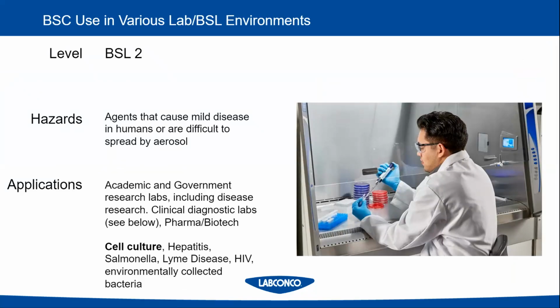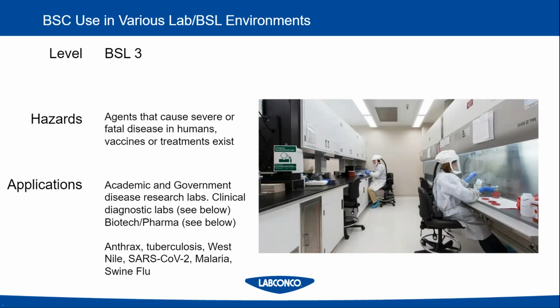BSL2 labs, most commonly cell culture, but also working with diseases like hepatitis, salmonella, Lyme disease, HIV. Even though HIV is a very serious disease, because it cannot be spread by aerosol, it's classified as risk group 2 and can be used in the BSL2 lab. In all these situations, a class 2 biosafety cabinet is the right choice. It provides the protection the user needs to keep themselves safe from the biohazards, and also makes sure that the research conducted on the inside is sterile and not contaminated from the rest of the lab.